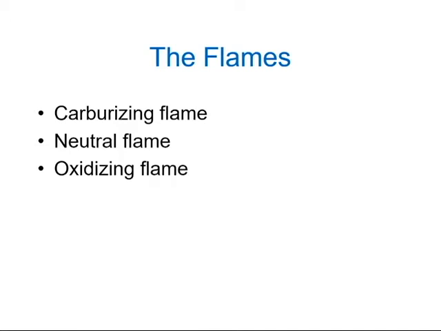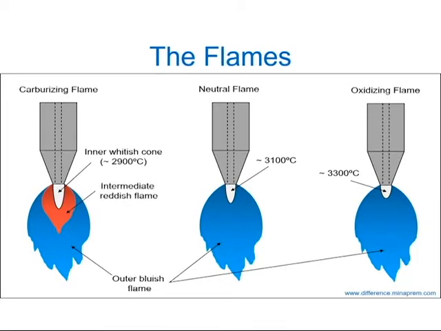Moving on to the types of flames. We have three different types of flames: carburizing flame, neutral flame, and oxidizing flame. Each type of flame has different characteristics and different visual effects. Carburizing flame has three layered flames, and both neutral and oxidizing have only two layers. However, oxidizing flame has a smaller inner cone flame.